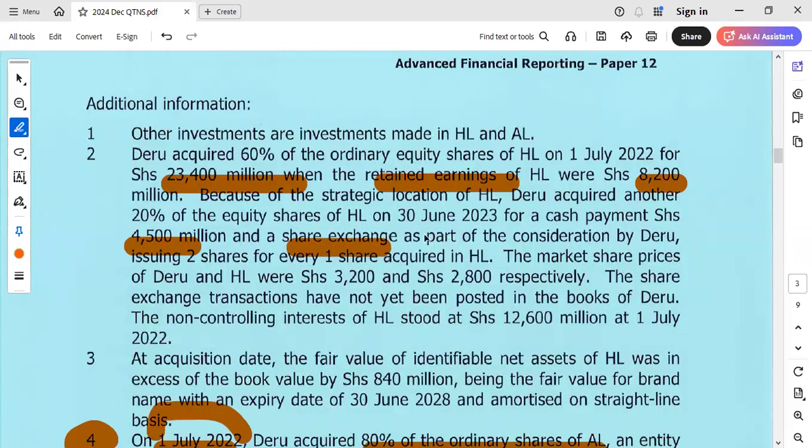We are told that they made the cash payment of 4,500 and share exchange as part of the consideration by Deru, issuing 2 shares for every share acquired in HL. This is very, very key. Share exchange. You are exchanging the shares.